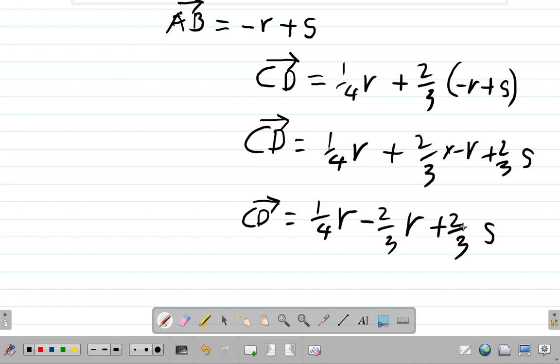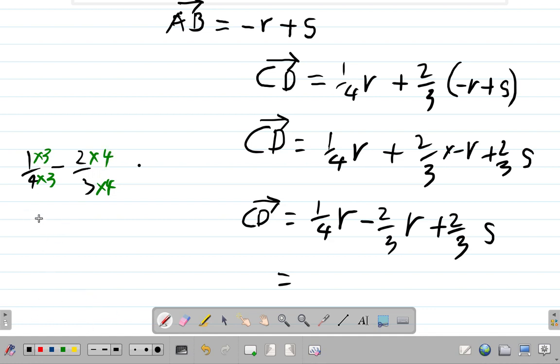We will rewrite it. So what do you get here? You have a quarter R minus 2/3 R. What is a quarter minus 2/3? We work out our fraction. A quarter minus 2/3. If you use common denominators, multiply 4 by 3, multiply 1 by 3, minus, multiply 3 by 4, multiply 2 by 4.